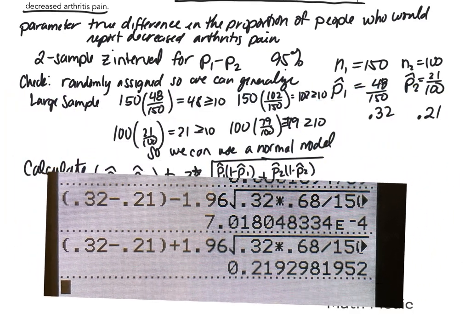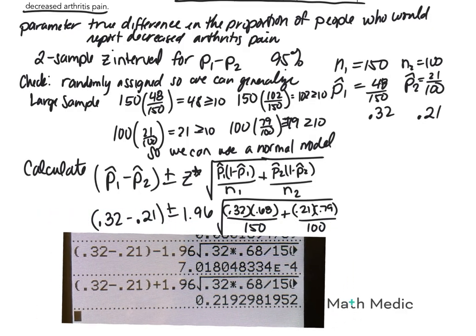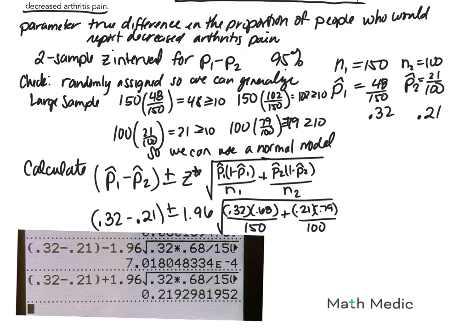So you can see I can just plug it all in as one big long fraction, especially under the radical. I don't really need any parentheses. I know you can't see the whole thing, but just plug it in. 0.32 times 0.68 divided by 150, and then the plus, and then 0.21 times 0.79 divided by 100. Notice that E negative 4, remember that means move the decimal place 4 times. So 0.0007 to 0.219.